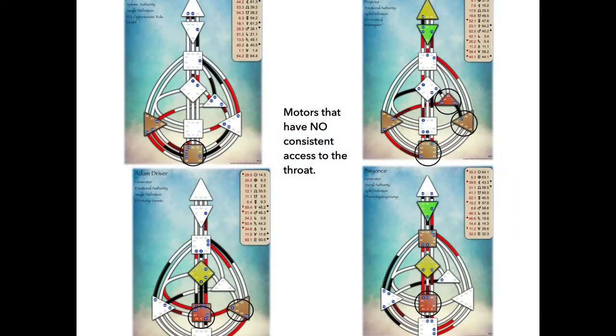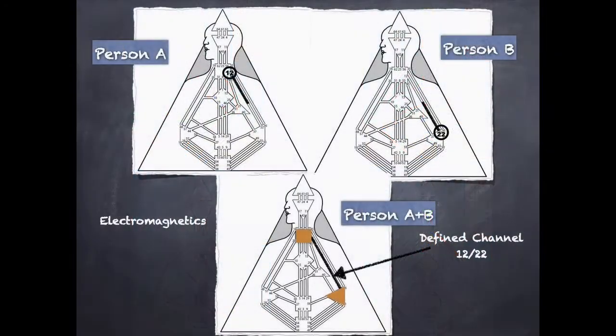Now, generators and projectors might have motors defined in their chart or hanging gates that connect to a motor, but that doesn't mean that they have a direct connection. So that means that generator and projector types need help to get the energy to the throat, or to get a direct channel from a motor to the throat. And that means that they need other people, and that's where electromagnetics come into play, as well as planetary transits.